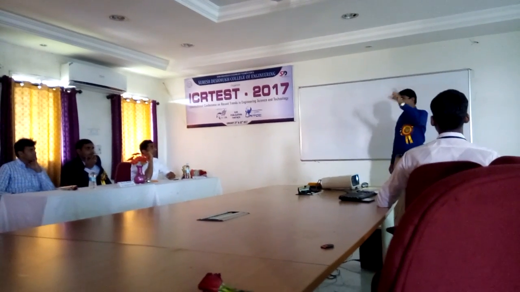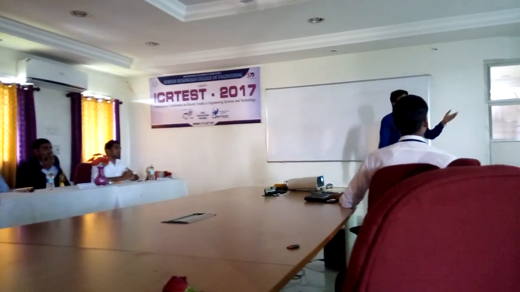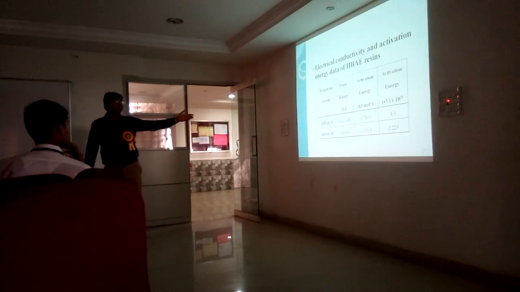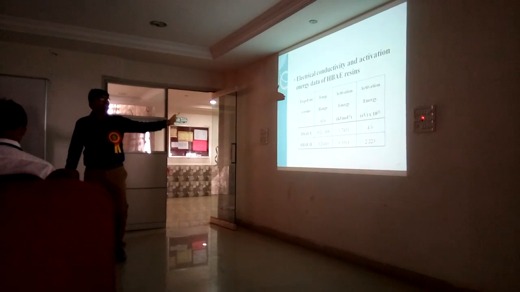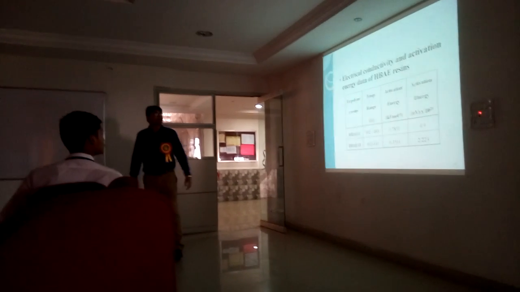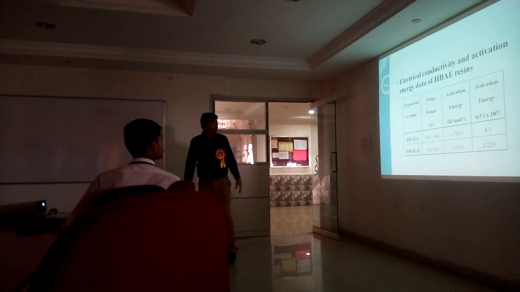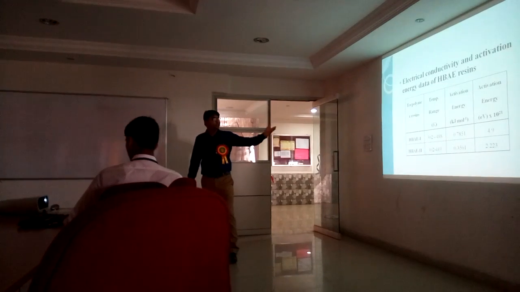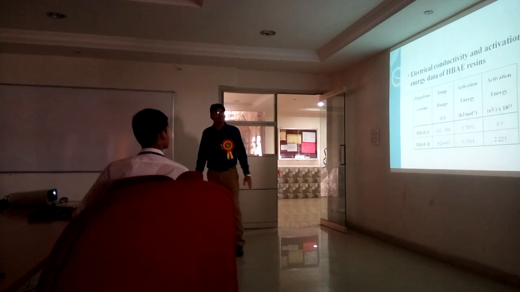Here is the particular nature of the curvature, it shows that particular. And it is found at a given temperature, 302 to 488. Its activation energy comes out 0.7851, and activation energy in electron volt comes out 4.9. And for resin 2, the activation energy is 0.3561 and activation energy 2.223.